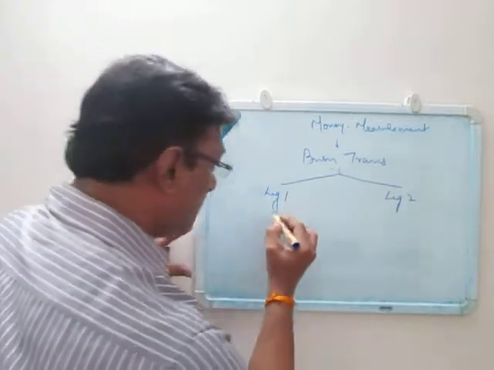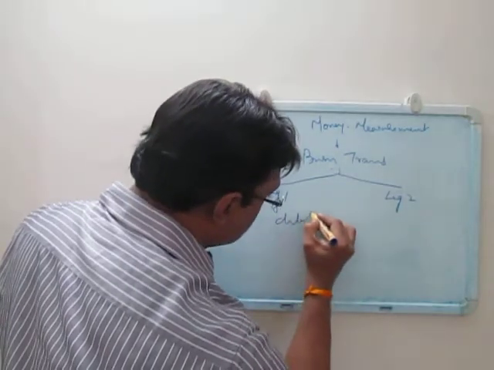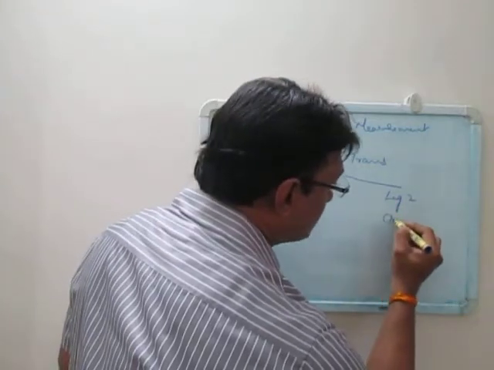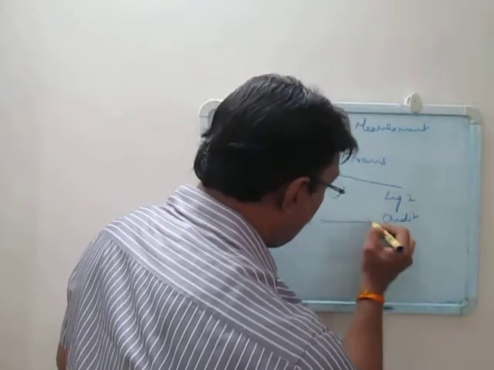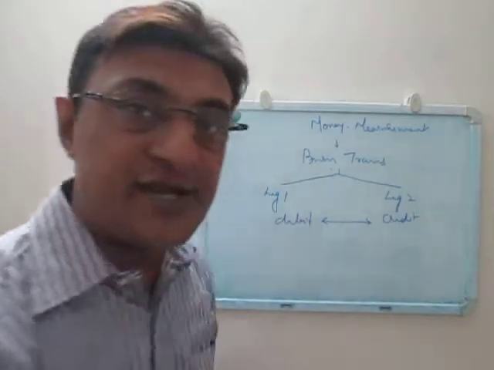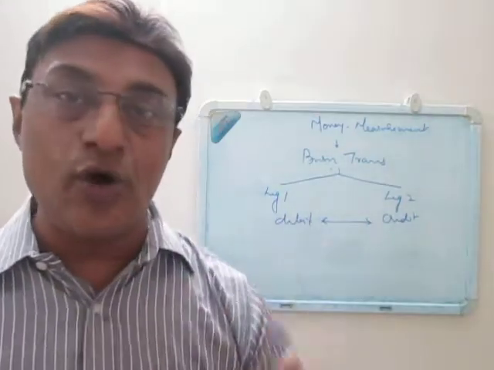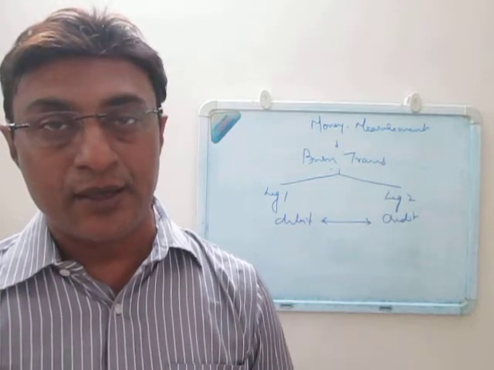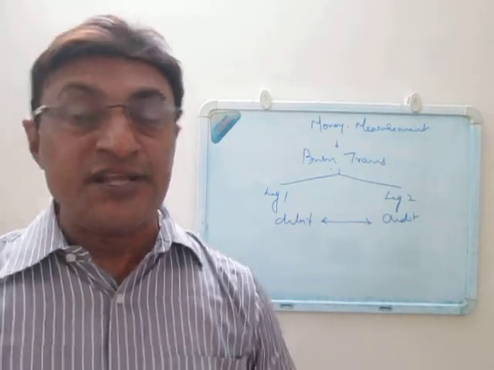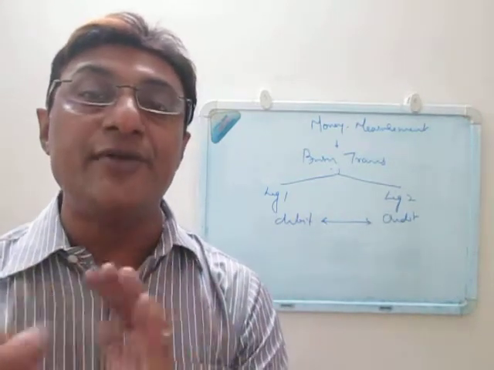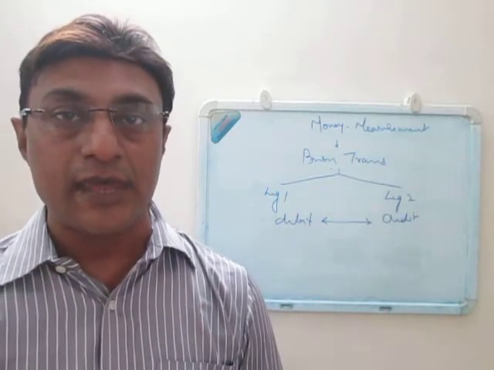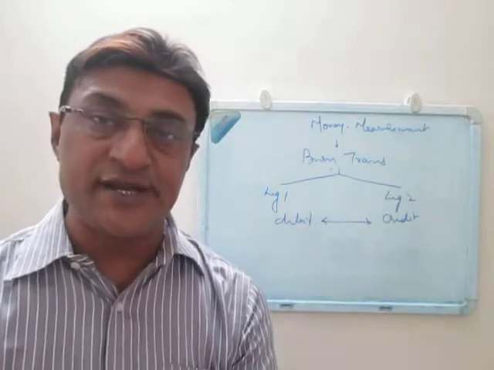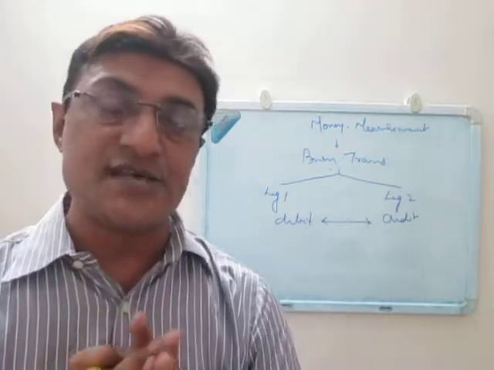One of which has to be technically debited and the other is credited. Either one is to be debited such that the other or the others are credited. This is technically called the double entry system. Every transaction has two legs, one of which is debited and the other or the others are credited.